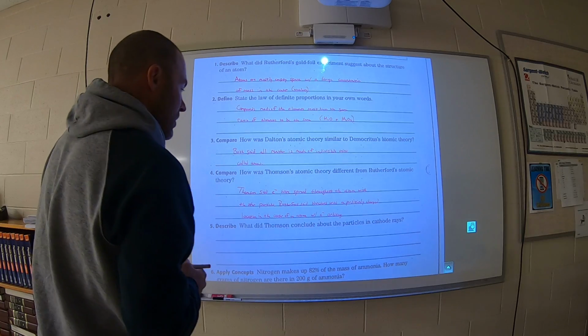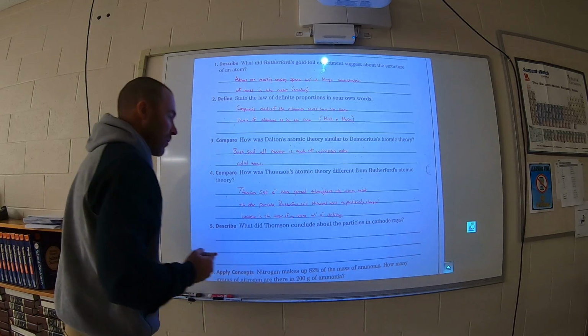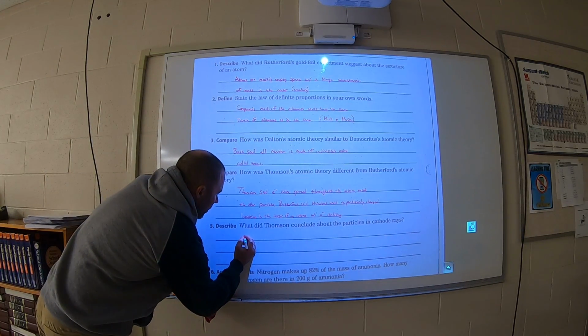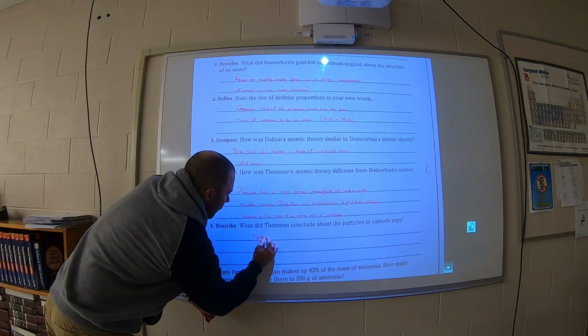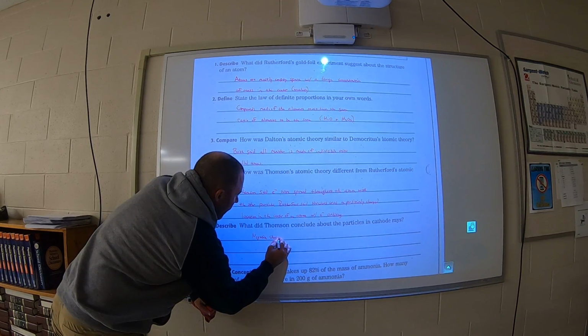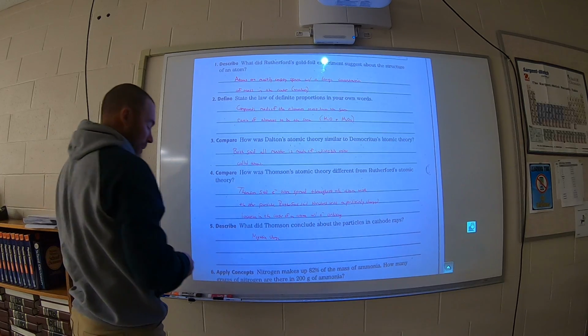And then the last one, what did Thomson include about the particles in a cathode rays? They had a negative charge. And he called those particles electrons.